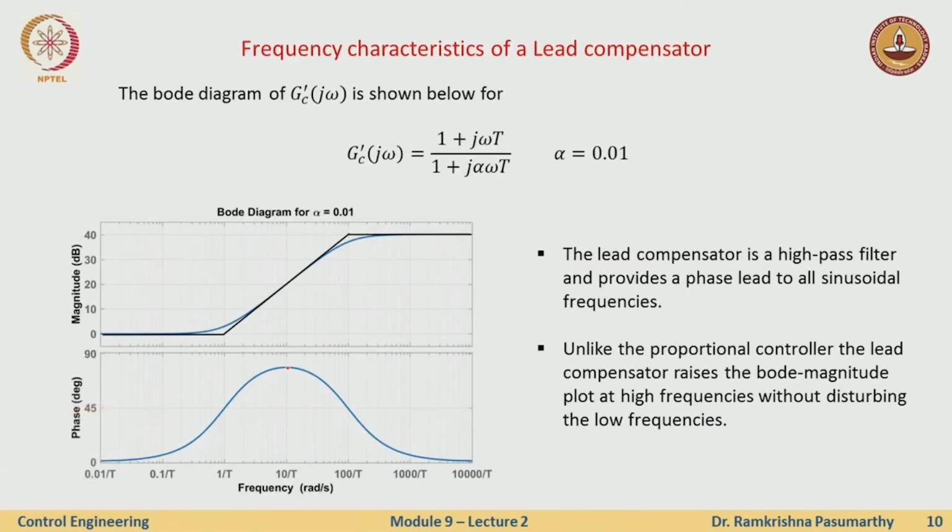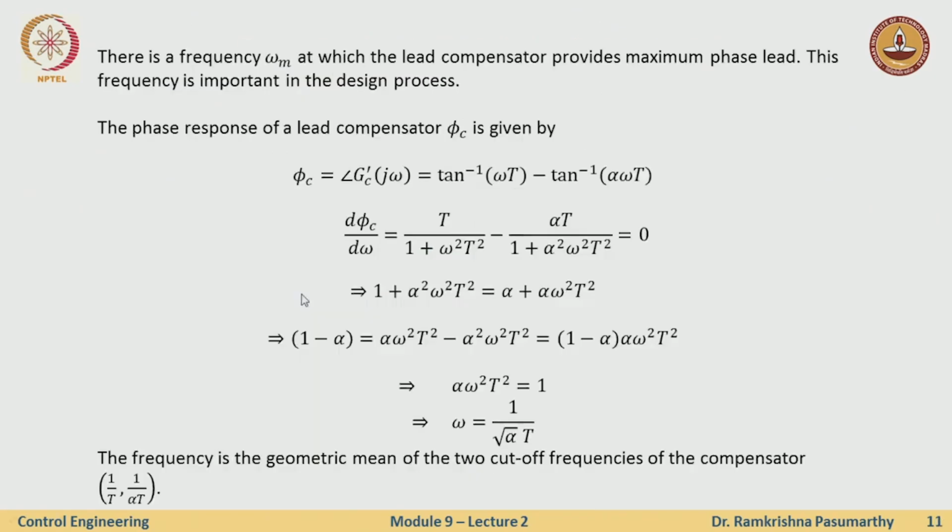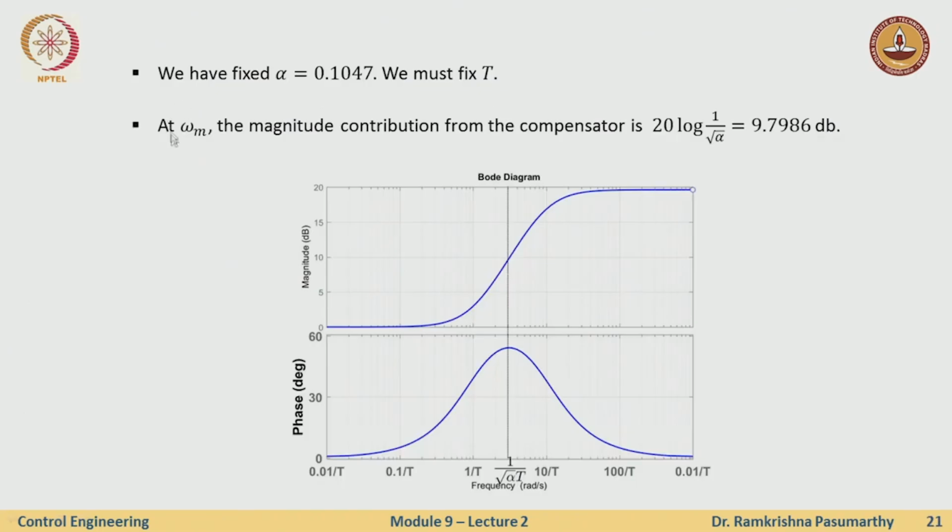Okay. At this omega m, there is a certain shift in magnitude here, right. So, this is the extra magnitude contribution to my closed loop Bode plot, and therefore, it shifts a little to the right, and therefore, I select omega m.